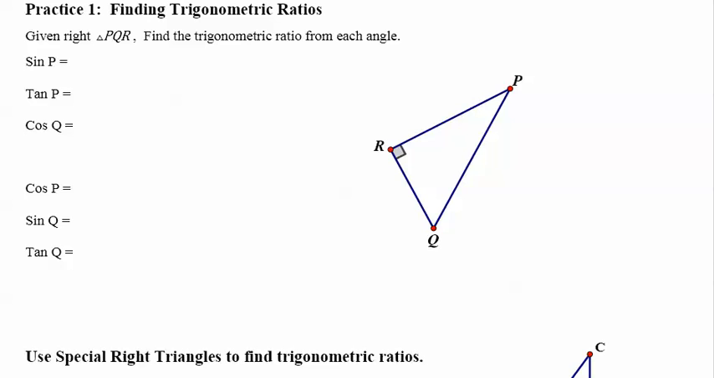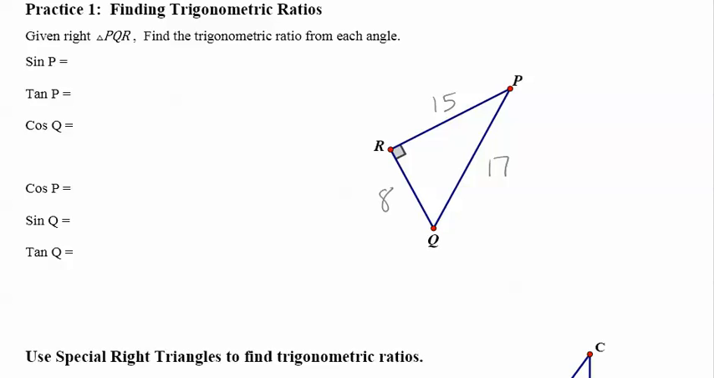In this exercise, let's note that we're given that RP is 15, PQ is 17, and RQ is 8. So these are my side lengths for each of the sides of the right triangle.